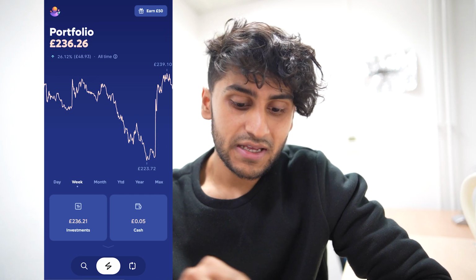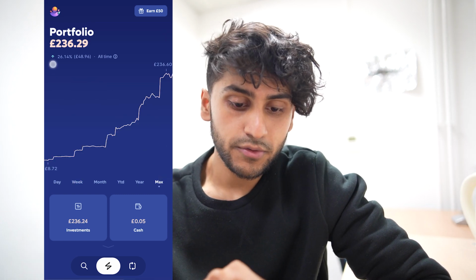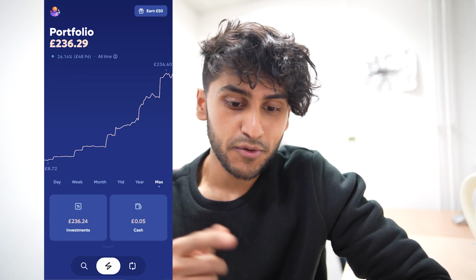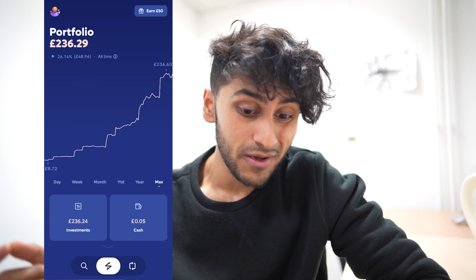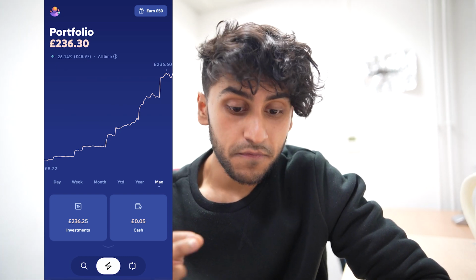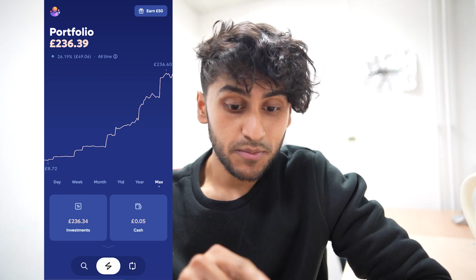So in addition to that, it allows you, if you go into your max, for example, to see how much your portfolio has grown since the time you've started investing. So for example, my portfolio has actually been doing very well, weathering the storm, and it's up by 26.14%. So that's a gain of £48.97. So this number will go up and down.